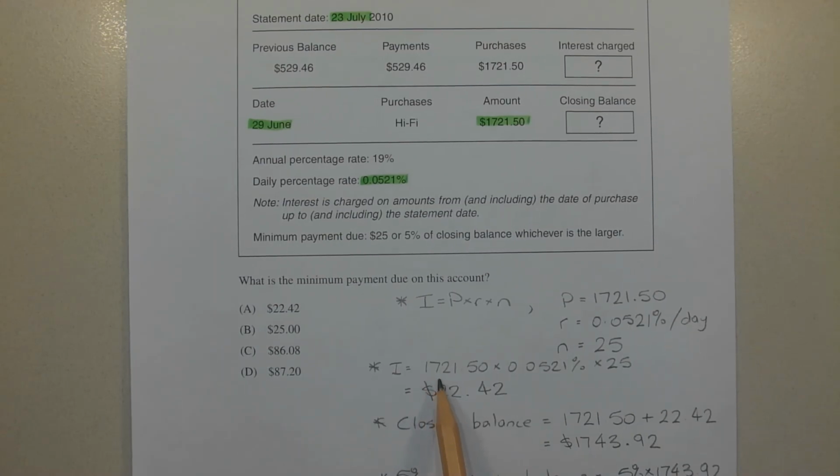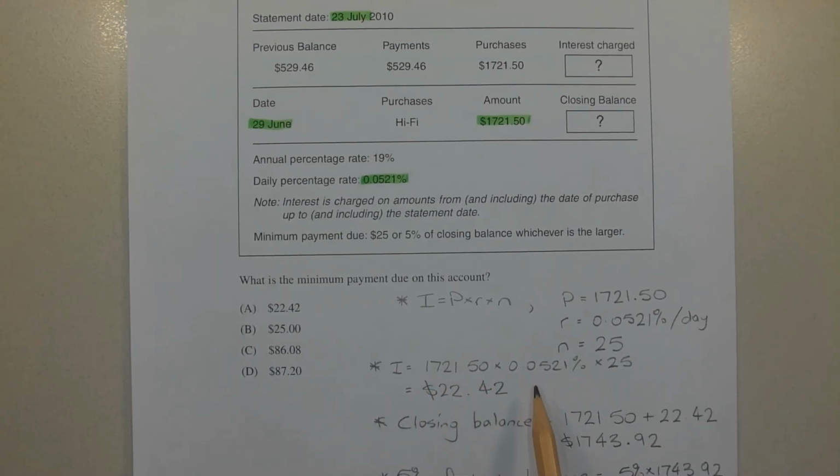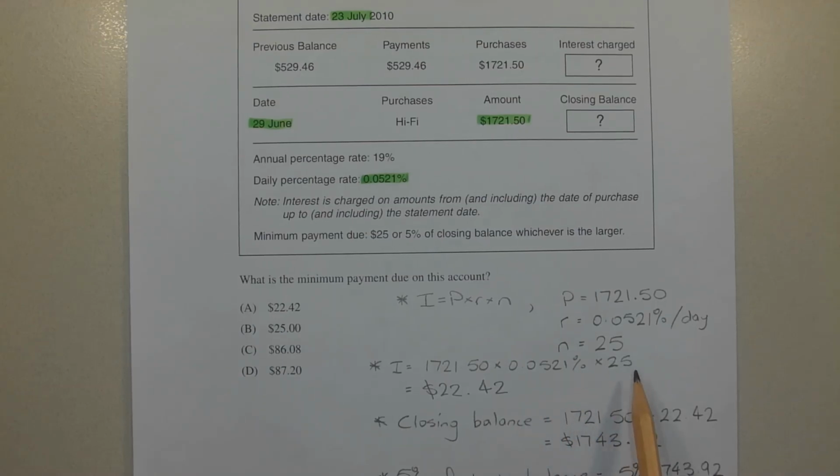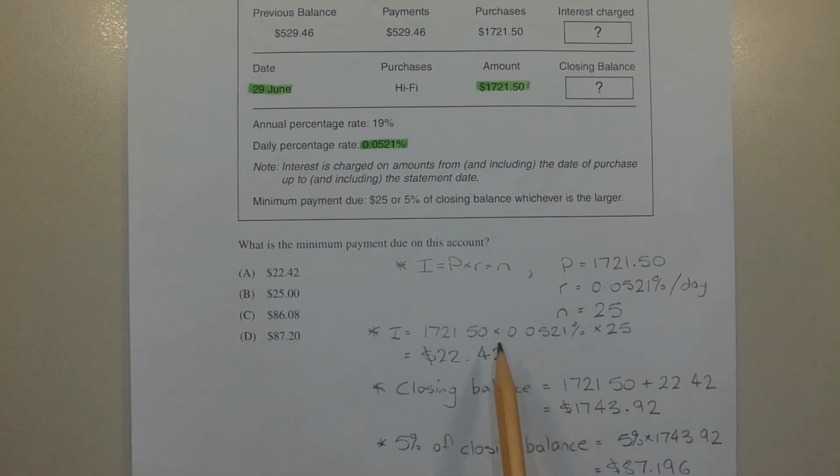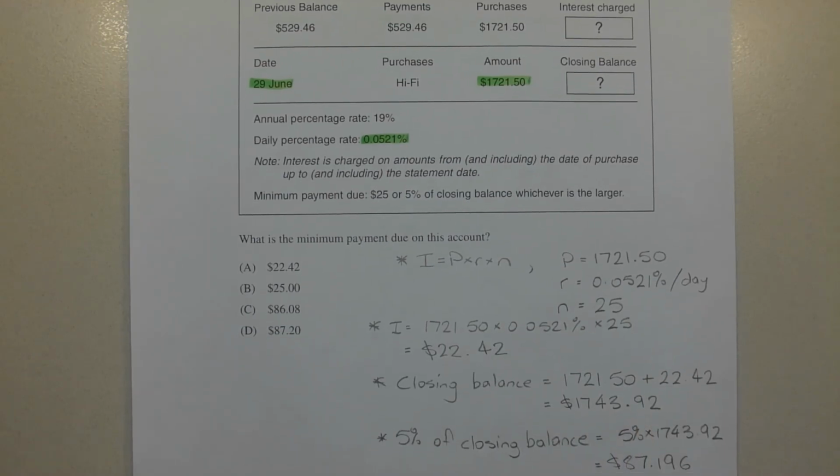So 1,721.50 times 0.0521% times 25 equals $22.42, correct to the nearest cent. So the closing balance is found by taking the interest and then adding it to the purchase price. So 1,721.50 plus 22.42 equals $1,743.92.